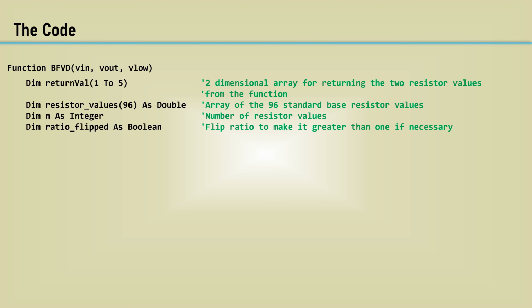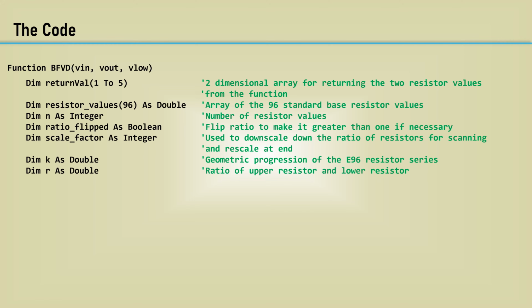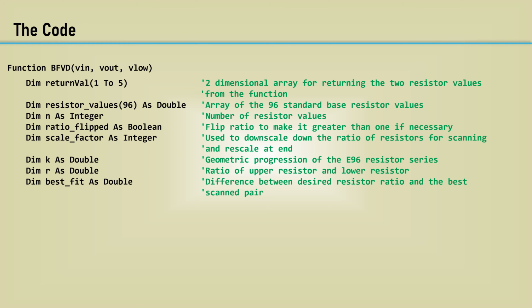Since we are working with the base values, we need to scale down the ratio to a single digit with decimal places. The scale factor is an integer representing how many times 10 the ratio got scaled down to. Next will be K, geometric progression's common ratio, which will be a double. Then R, a double that represents the ratio of the 2 resistors. Best fit is the difference between the desired resistor ratio and the best scan pair ratio.